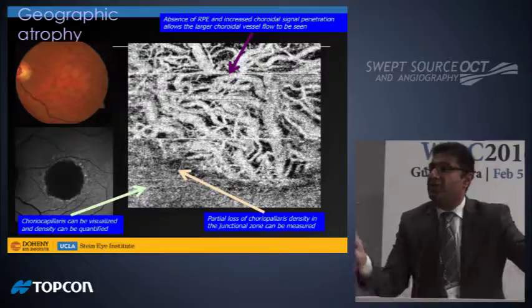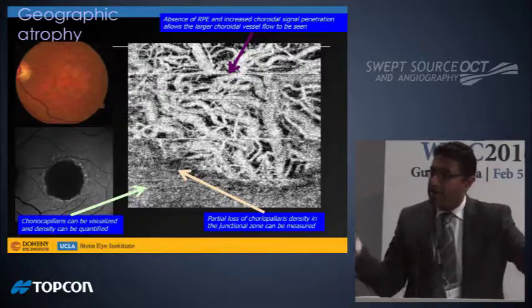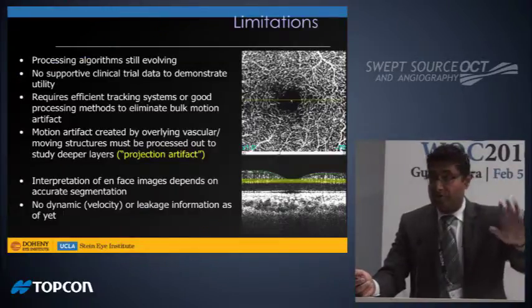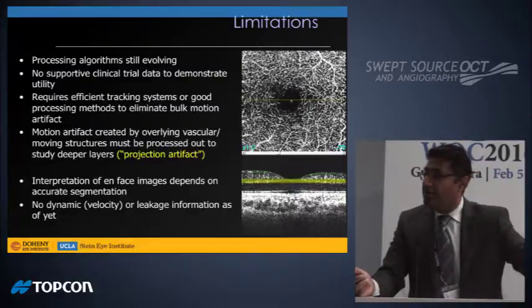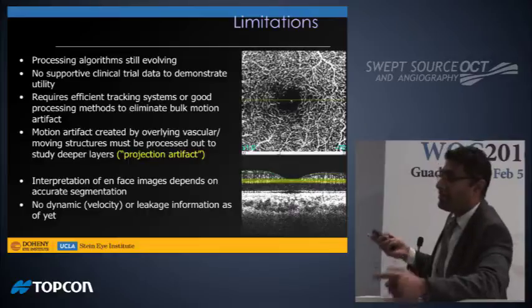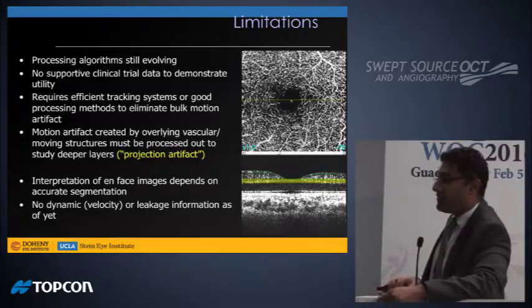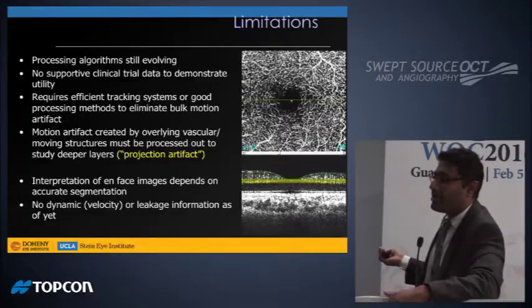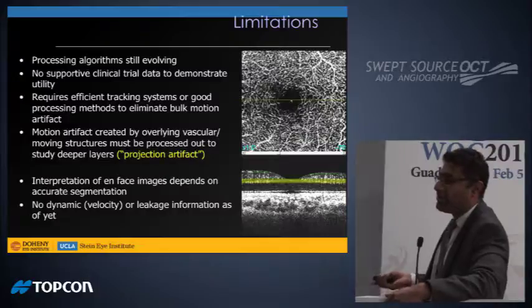You do need to have efficient tracking systems, and the nice thing with the Triton device that we've been using is it has a great tracker, and it really eliminates the motion artifact, the patient movement artifact, but still you can have projection artifact from motion created by overlying vessels, and Nathan's going to talk a lot about that as well, and that's actually a real challenge in interpreting these OCT angiographic images. And of course, we already talked about how interpretation depends on accurate segmentation, and we don't learn anything about leakage as of yet. That might change. Johannes de Boer's done some nice work that's suggestive, but we'll have to see.